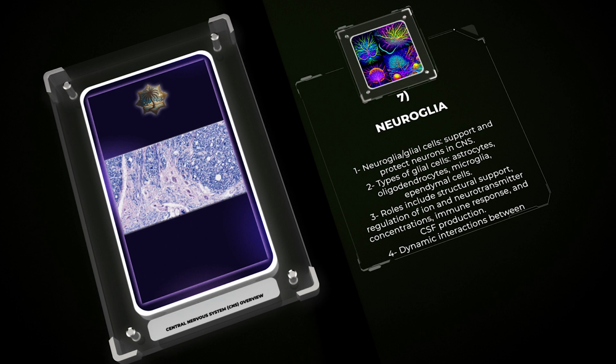The dynamic interactions between neurons and glial cells are critical for normal neural function and can be disrupted in diseases such as gliomas or multiple sclerosis.